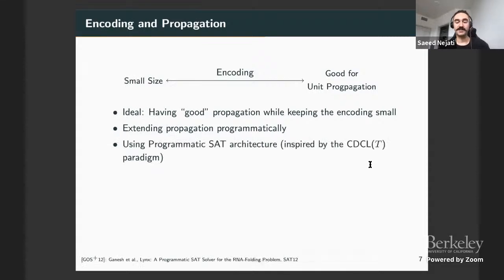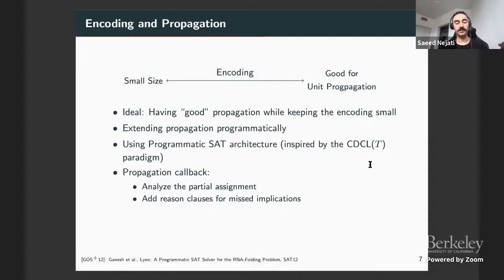So we use the programmatic SAT architecture, which is inspired by the CDCL(T) paradigm. And what it does is that the propagation callback analyzes the partial assignment and sees if there's anything set that implies something, but that implication was missed by unit propagation. And then at that point, the propagation callback will return a reason clause back to the unit propagation, and helps unit propagation strengthen it to actually imply the missed literal.